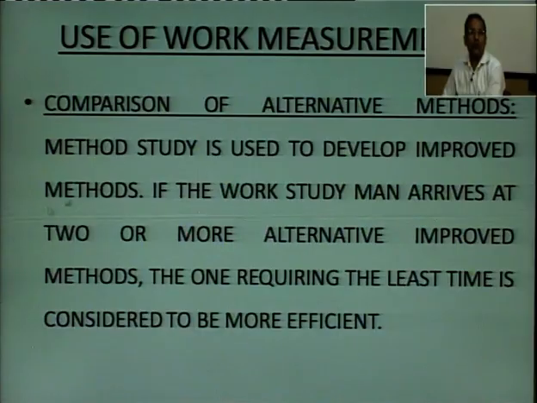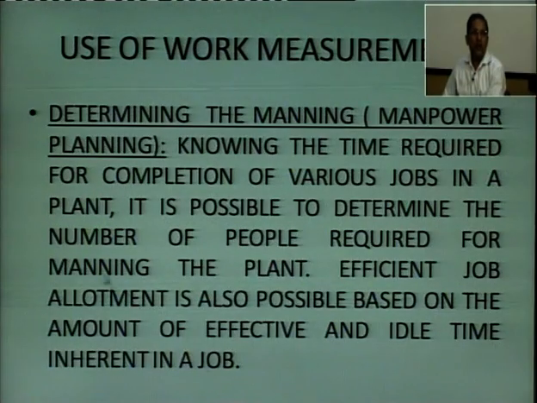The uses of work measurement. Number 1, comparison of alternative methods. Method study is used to develop improved methods. If the work study man arrives at 2 or more alternative improved methods, the one requiring the least time is considered to be more efficient.